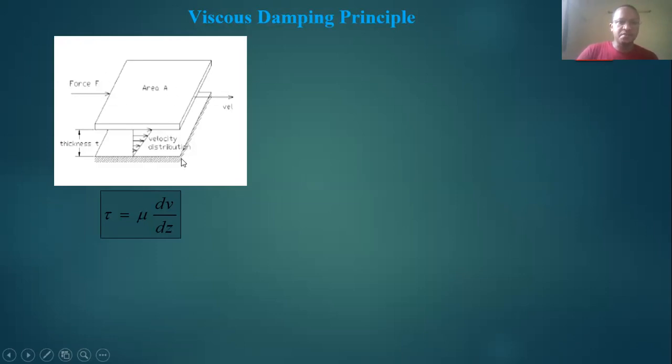These are the two parallel plates. One of the plates is considered stationary, and the other one is moving against the stationary one. And a velocity profile will be produced here. This is the velocity profile, and this is the thickness of the viscous fluid in between the two plates. So this is the movable plate. This is known in the case of fluid dynamics.